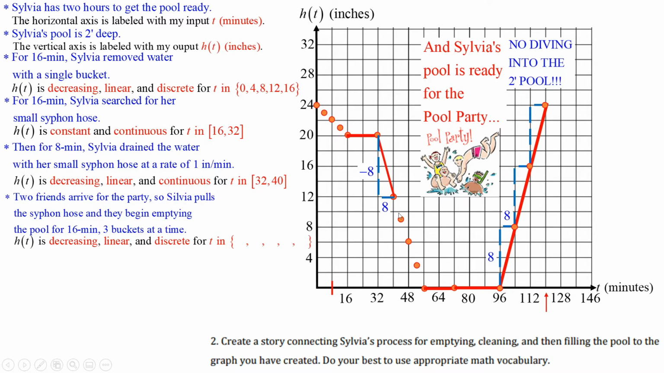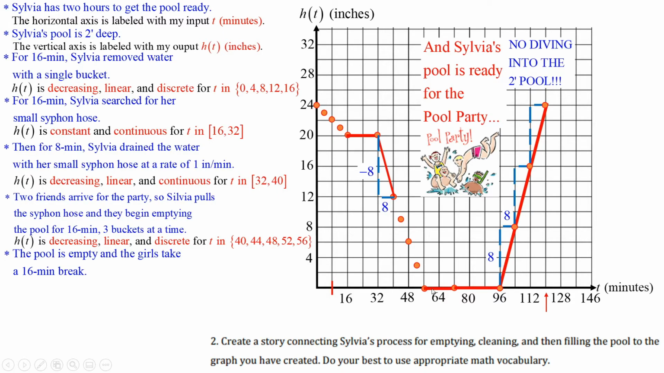And what was my first t value right there? It was 40. And then we're at, well, let me see. That's 4 minutes, 44, 48, 52, and 56 minutes. So we're at the 56-minute mark right there. Okay, great. All right. Now, the pool was empty, and the girls took a 16-minute break.